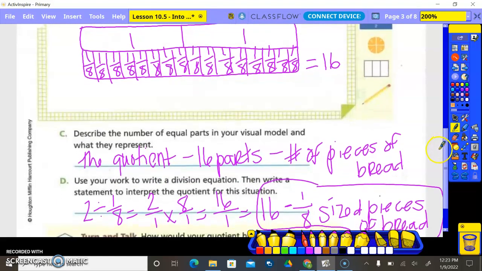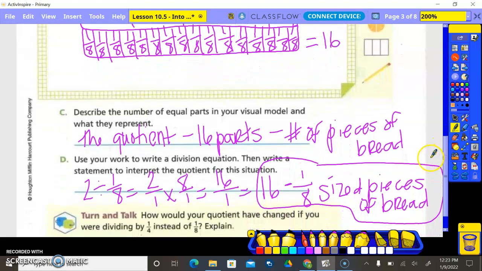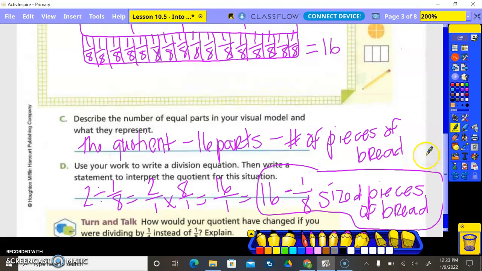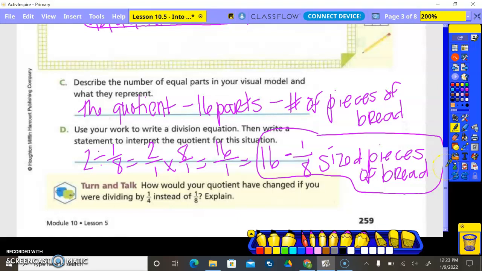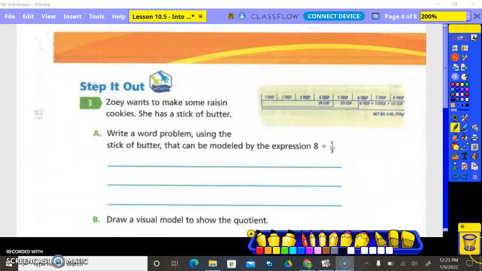Letter C, describe the number of equal parts in your visual model and what they represent. The quotient was 16 parts, or the number of pieces of bread. Then letter D, use your work to write a division equation, then write a statement to interpret the quotient for this situation. So we took 2 divided by 1/8, which equals 2 over 1 times the reciprocal of 1/8, which is 8 over 1, which equals 16 over 1. And then that gives us our answer of 16. And then we use the dash to say there are 16 1/8-size pieces of bread that he can use for an appetizer.